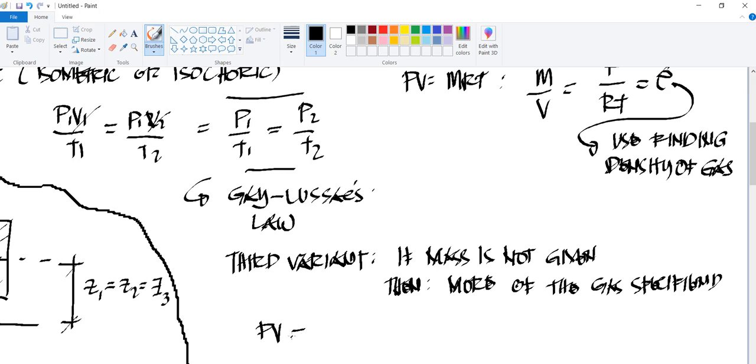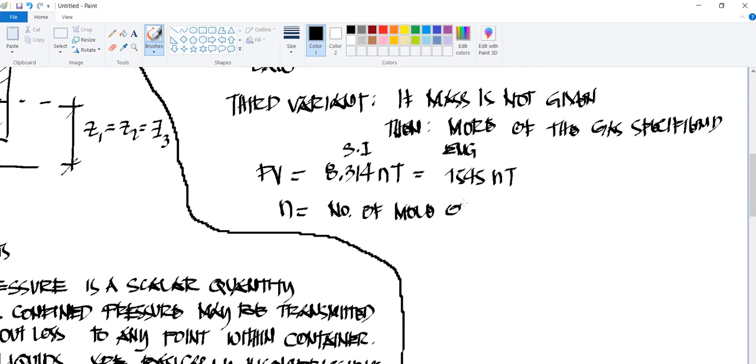So we can use PV = nRT, where for SI, R is 8.314, and for English, it will be 1545, where n is the number of moles of gases.